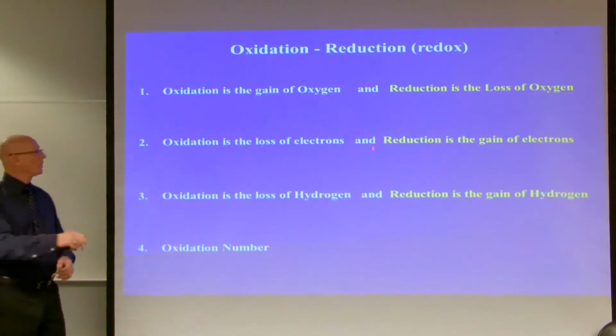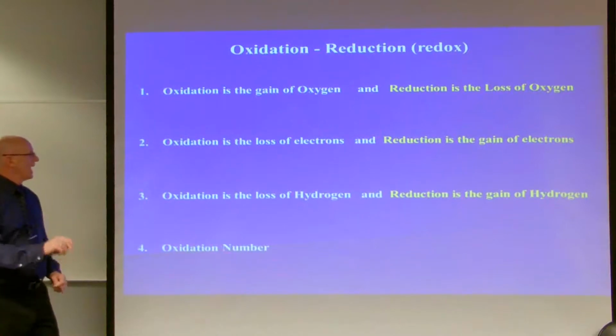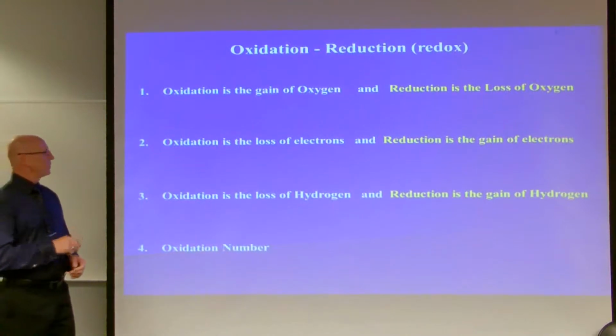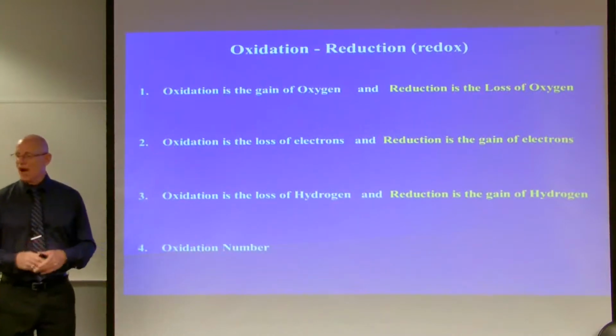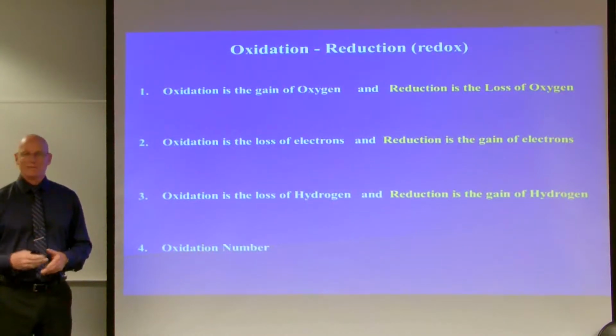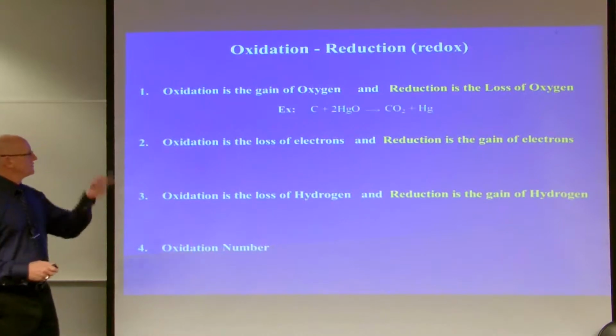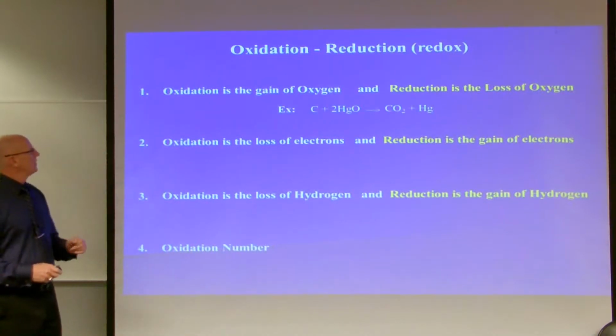Now, we're going to use all 3 of these throughout this presentation, but then when we recognized the electrons, we realized that oxidation is the loss of electrons and reduction is the gain of electrons. Let me give you an example. Let me give you an example of oxidation as the gain of oxygen.